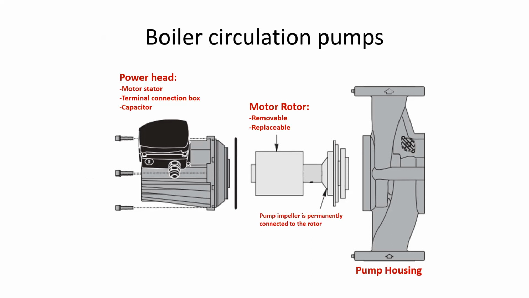an end. A boiler circulation pump will have an interior rotor that can easily and normally be designed to be removed from the power head, which is far different from any of the other types of motors that an electrician will commonly encounter.